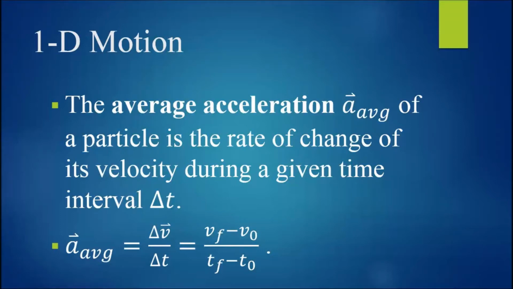The average acceleration of a particle is the rate of change of its velocity during a given time interval delta t. That is, the average acceleration is the change in its velocity divided by the time interval delta t.